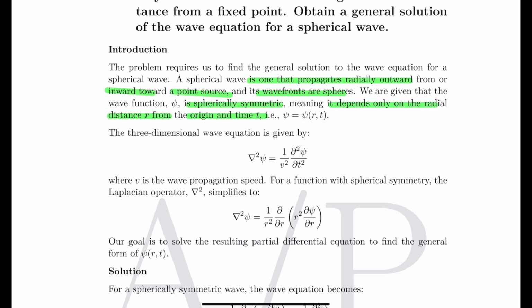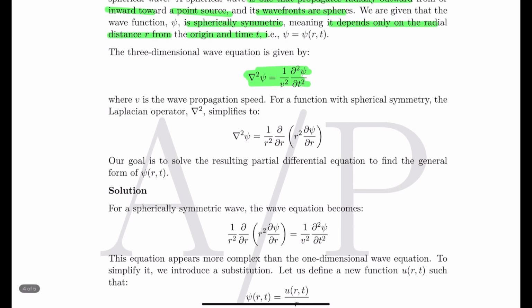We know that the three-dimensional wave equation is given by the Laplacian of psi equals 1 by v squared times the partial double derivative of psi with respect to t, where v is the wave propagation speed. The function with which spherical symmetry is valid works because of the Laplacian operator, which in spherical symmetry simplifies to this, because all the other terms will not exist.